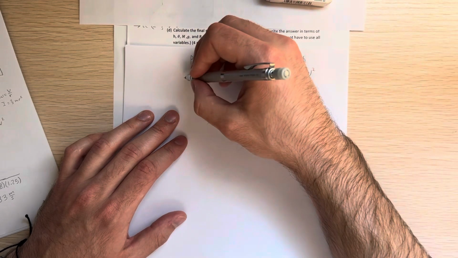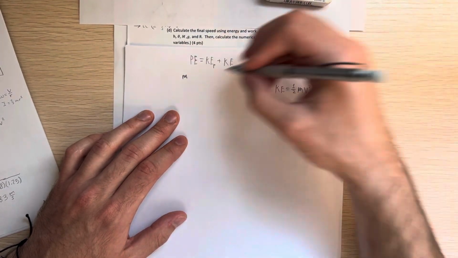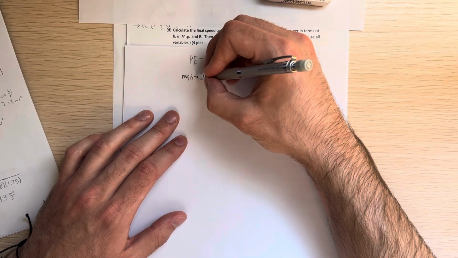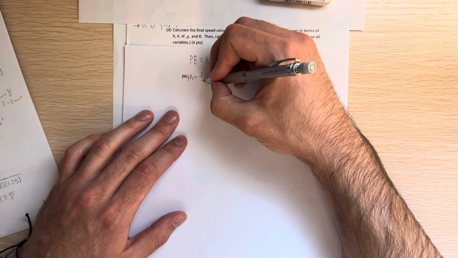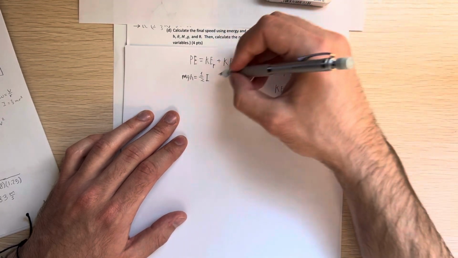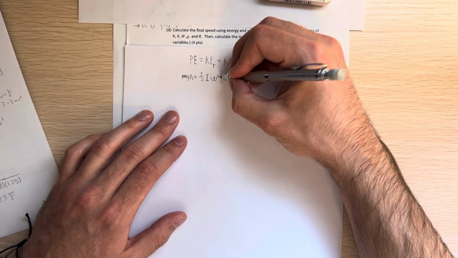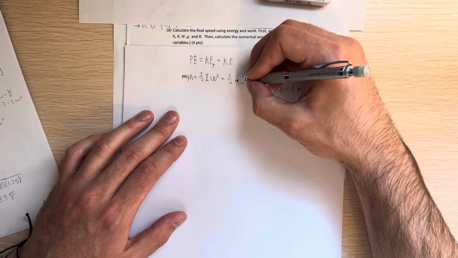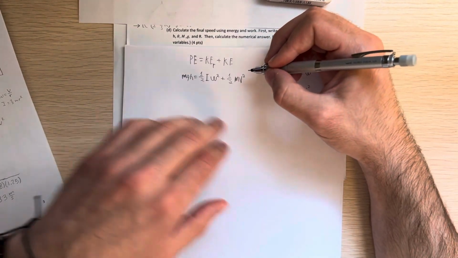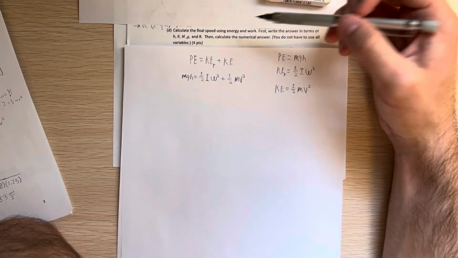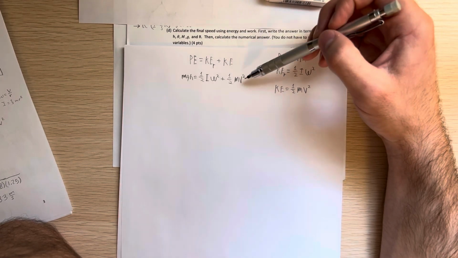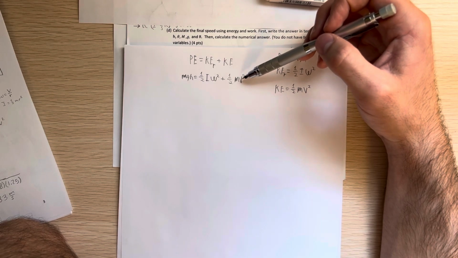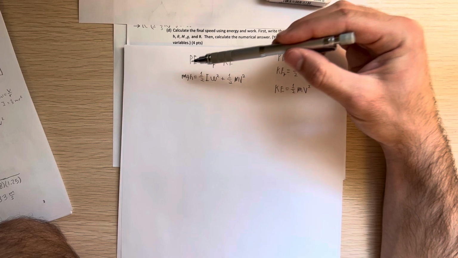This problem is definitely a lot easier than the last one because it only takes about one step instead of three. So we have mass times gravity times height is equal to 1/2 inertia times omega, the angular velocity, plus 1/2 mass times velocity. Okay, so we're finding the final speed again, so we need to isolate velocity here. We have the mass, we know what gravity is.